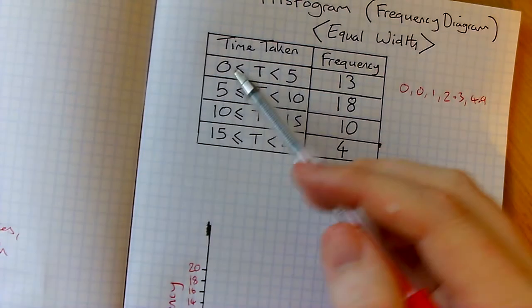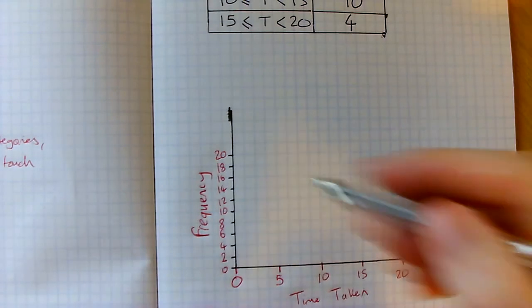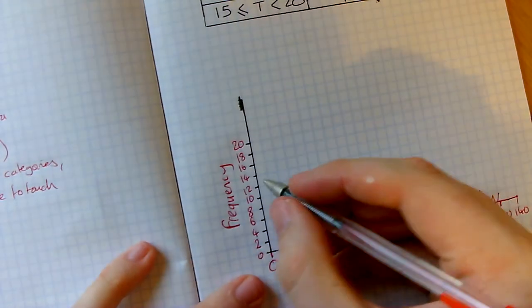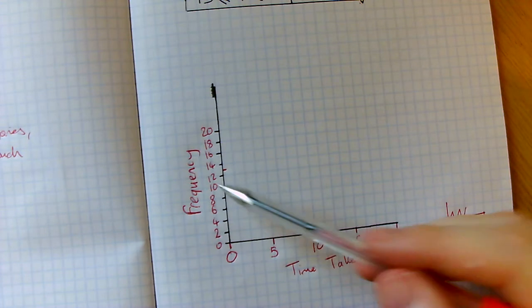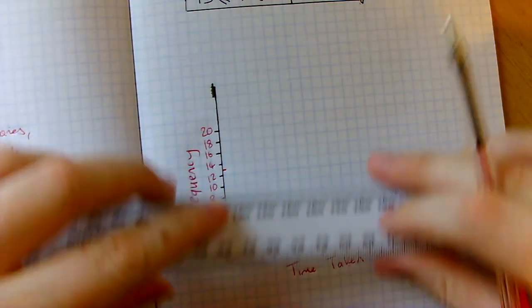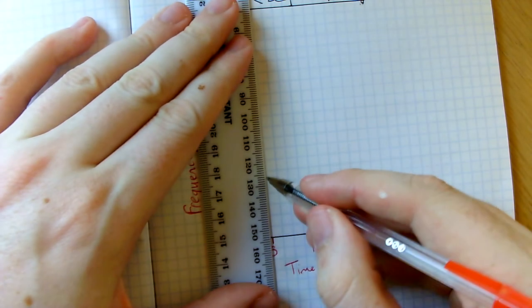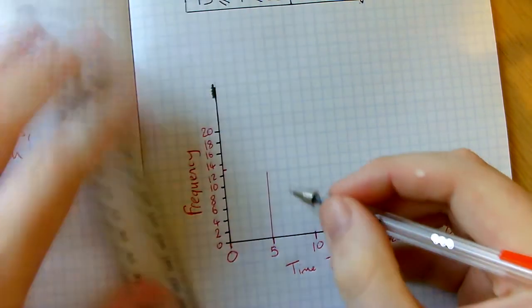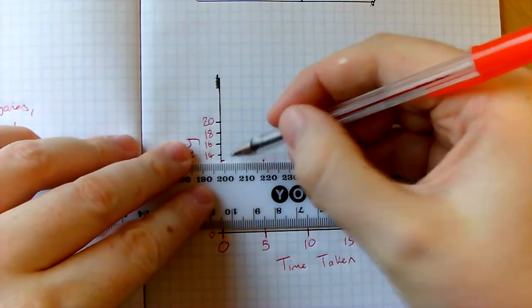So for 0 to 5, I've got a frequency of 13. Now 13 is going to be in between, and that's perfectly fine. It's in between 10 and 14. Now that bar needs to go up from 5 like so.